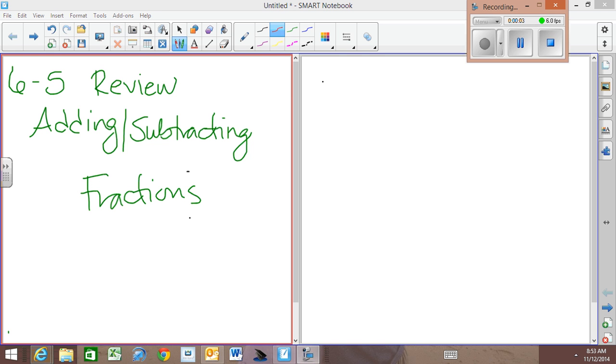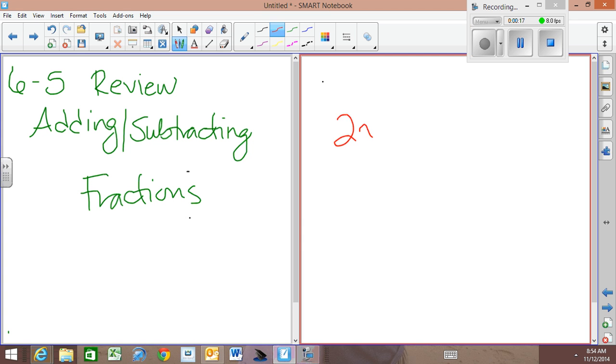All right, this is a review of section 6-5, adding and subtracting fractions. I wanted to start with a problem where the denominators are only numbers, no variables. So let's start with this problem: 2x over 5 minus x plus 4 over 4 plus 2 minus x over 10.